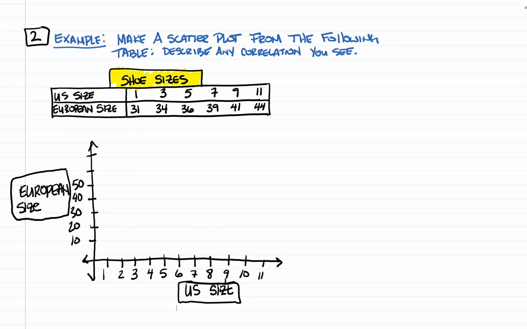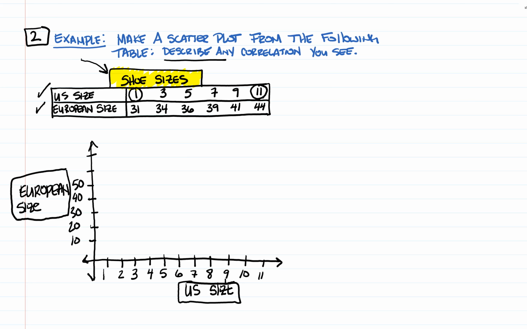Okay, so the table is called shoe sizes, and I'm comparing two sizes. I'm comparing the US shoe sizes to the European shoe sizes. The hardest part about making a scatter plot, I think, is just setting up your scale. So what you have to do is look at the lowest value of one set of data and your highest value. So it's going to go from 1 to 11.